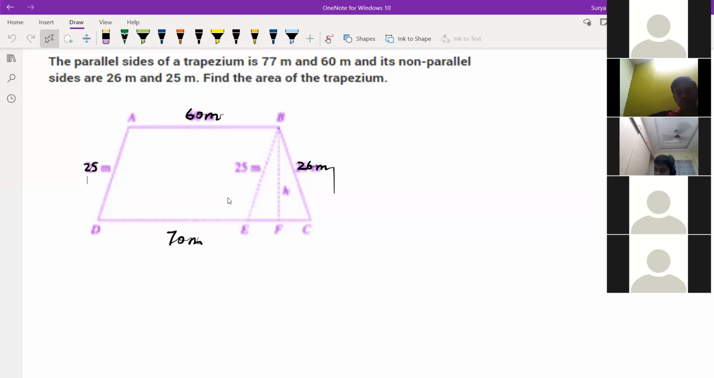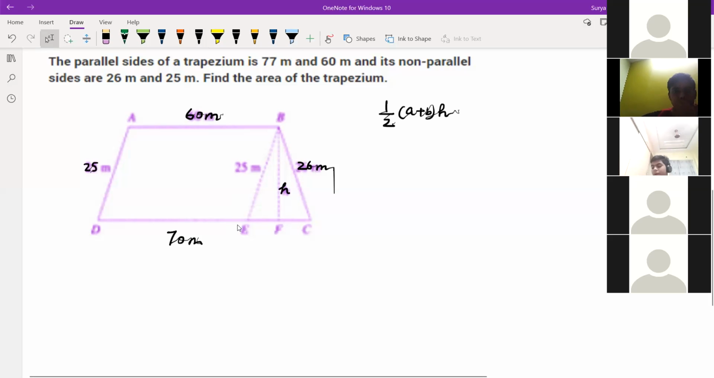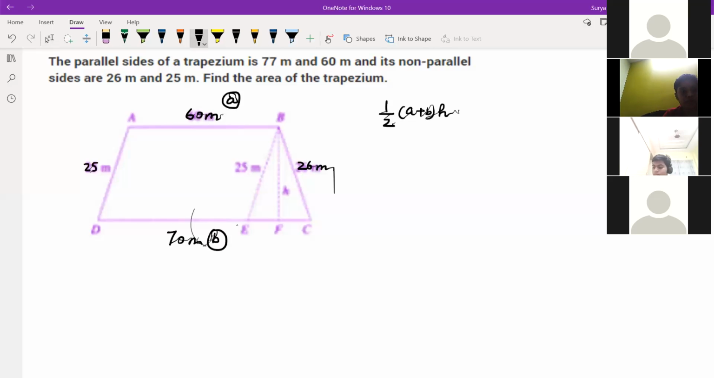So you have to do construction over here. Children, try to understand: area of trapezium, what is the formula? Half into the sum of parallel sides, A plus B, into the distance between them. This is the formula of the trapezium, right? So this is the height that we don't know, and you can just draw this from your side. A and B we know here, right? A is 60 and B is 70. If you know the height, you can find the area easily.